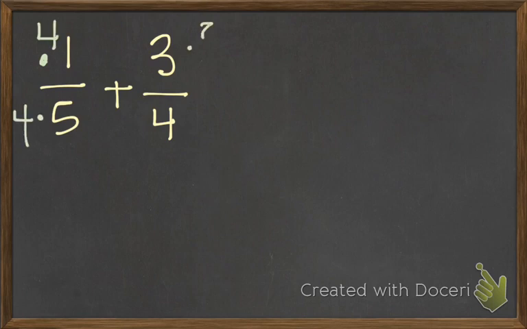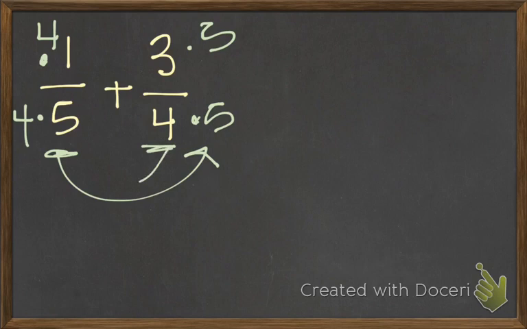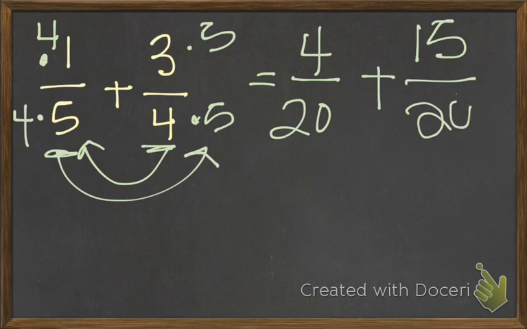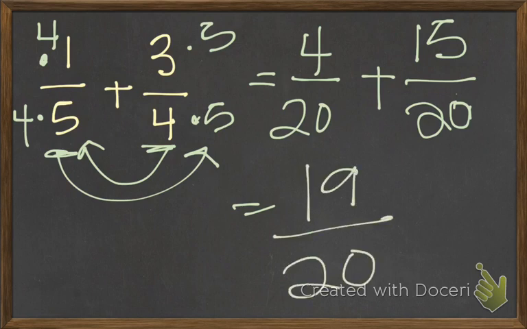I'm going to multiply this by 5 to top and bottom. So I'm just taking this, multiplying it over here. This, multiplying it over there. It's kind of like a smiley face, because we're happy. So 4 times 1 is 4 over 4 times 5 is 20, plus 3 times 5 is 15, 4 times 5 is 20. 4 plus 15 is 19 over 20.